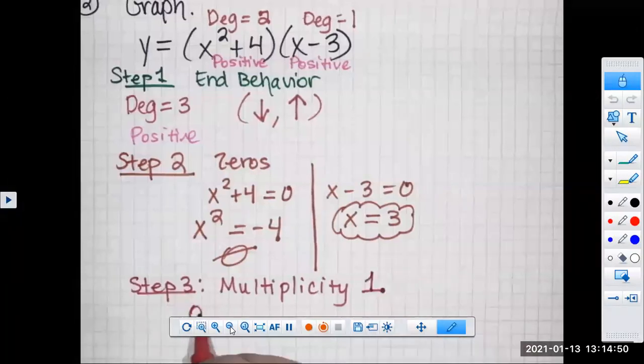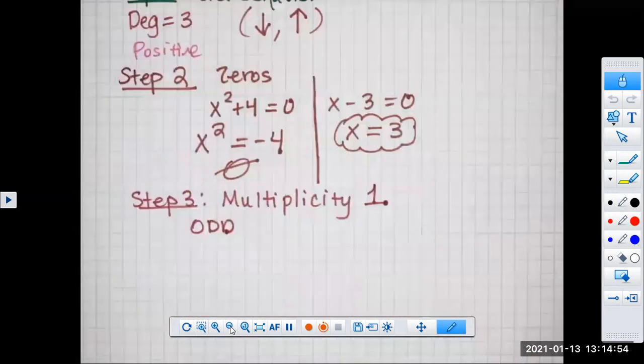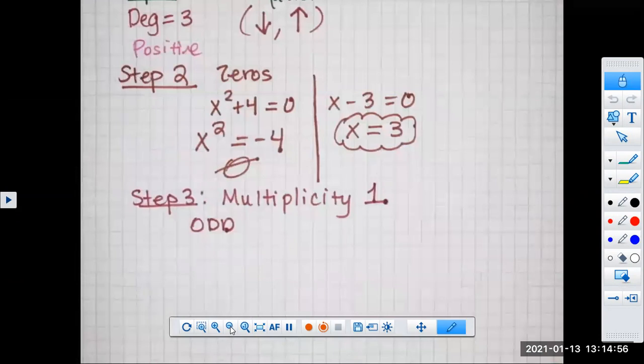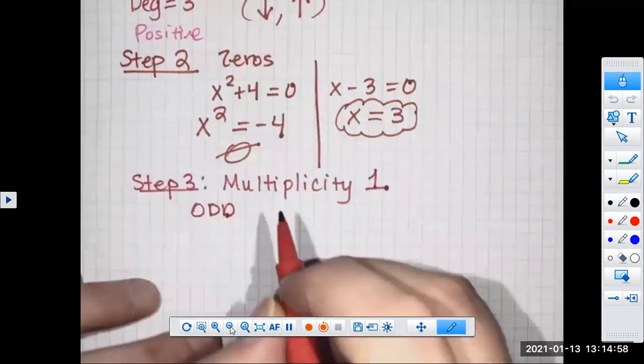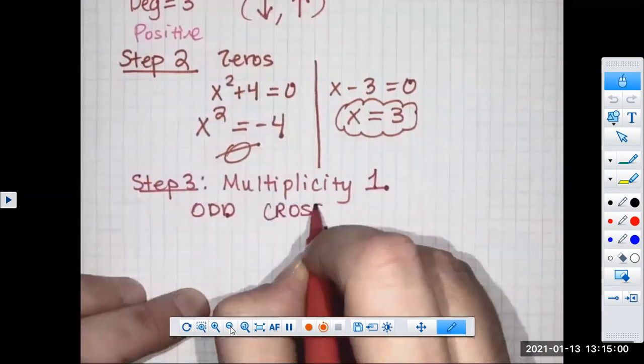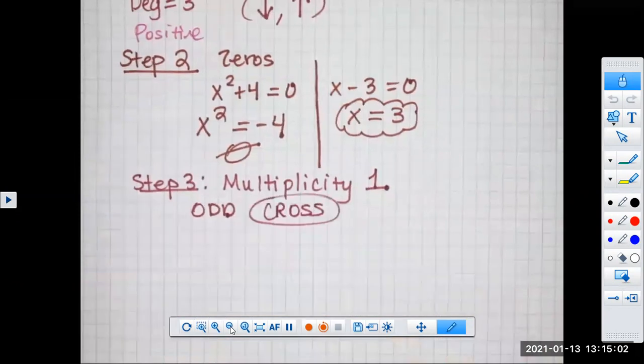Odd multiplicity. So what should your graph do at that x-intercept of 3? Good, it's going to cross over. Your graph is going to cross the x-axis.